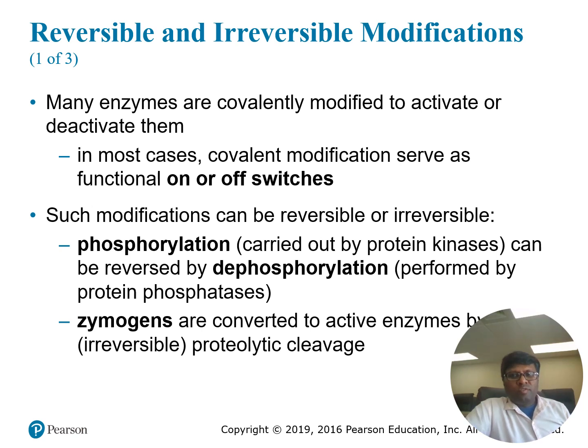So many enzymes are covalently modified to activate or deactivate them. In that case, the covalent modifications are the functional on or off switches. In the case of phosphorylation, when they are adding the phosphorus, it is carried out by protein kinases. They can be reversed by dephosphorylation, so they are taking out the phosphorus.